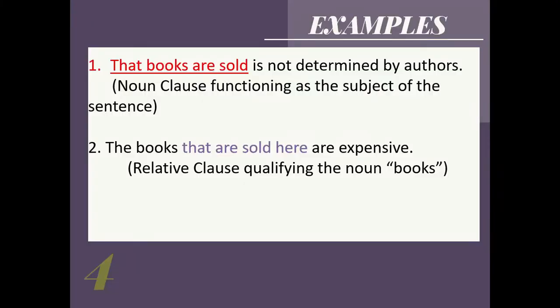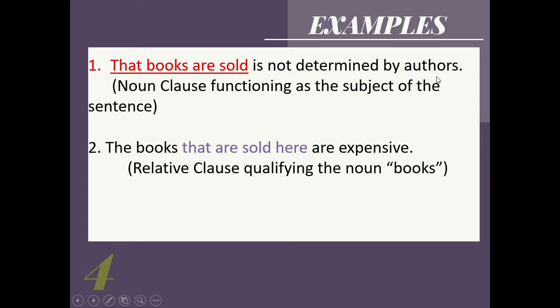Very easy. But if you come to this structure here, the books that are sold here are expensive. That are sold here, it's a relative clause, or you want to call it an adjective clause or an adjectival clause, as the case may be, and it's qualifying the noun, telling us more about the noun. But when you come here, that books are sold, you can see that there is no noun even before it. It's standing alone here.